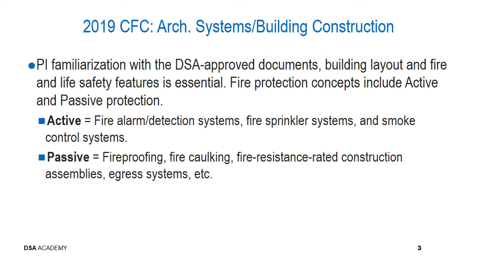Fire protection concepts include active and passive protection. Active protection is defined as those things such as fire alarm detection systems, fire sprinkler systems, and smoke control systems. Passive protection are elements such as fireproofing, through and membrane penetration fire stop systems, fire resistance rated construction, and egress systems.